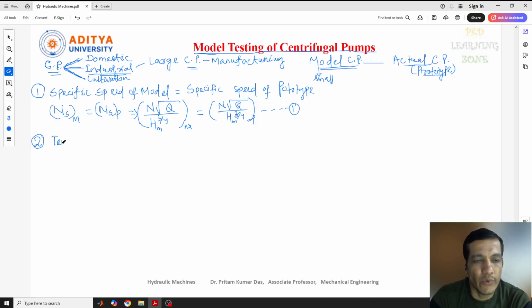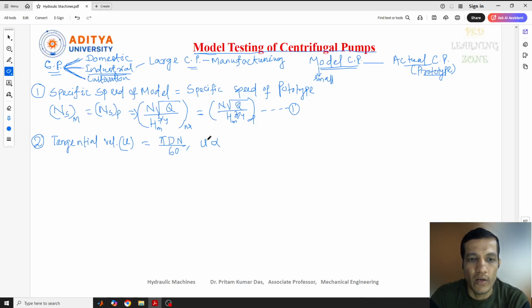Second, we can consider the tangential velocity. We know that it is denoted by u, and the formula of u, we have seen, is pi dn by 60. Also, we know that the tangential velocity is directly proportional to hm, which I told in the last video lecture, how it came.